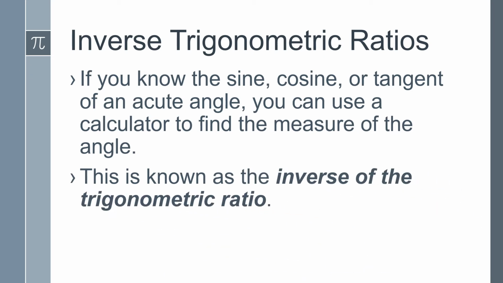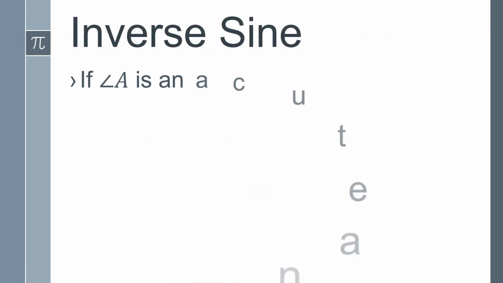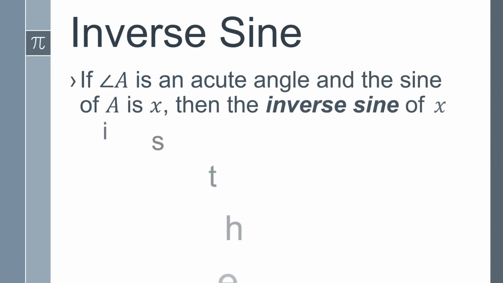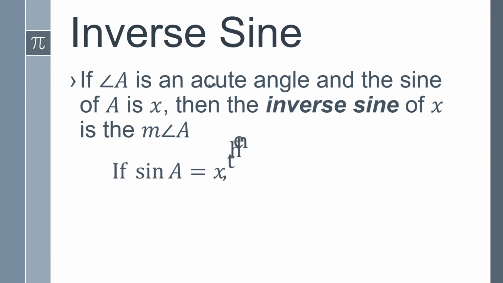Okay, so inverse trigonometric ratios. If you know the sine, cosine, or tangent of an acute angle, you can use a calculator to find the measure of the angle. This is known as the inverse of the trigonometric ratio. You find these oftentimes on the calculator using the second key. It's usually the same button, but you're going to have to use the second key to get to this. So if angle A is an acute angle and the sine of A is x, then the inverse sine of x is the measure of angle A. So you plug in the decimal, and this tells you what the angle measurement is.